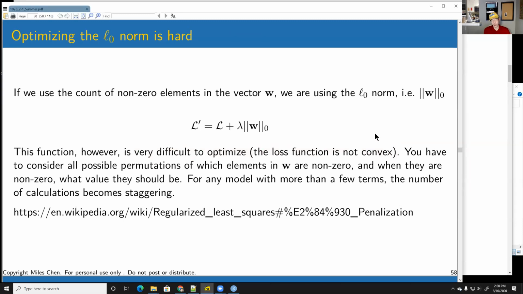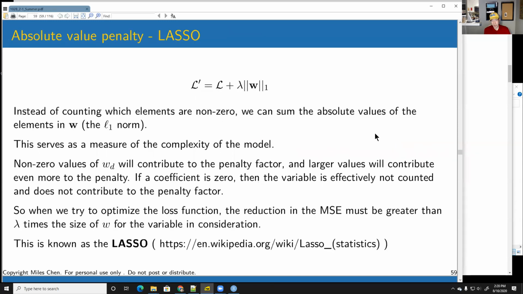So we don't even bother trying to do that, okay? So what we're gonna do instead is, rather than the L0 norm, we'll use the L1 norm, okay? So instead of counting which elements are non-zero, we're going to sum the absolute values of the elements in W. We're just going to take each W term, take the absolute values and add them up, okay? That is way different from how many terms are non-zero, but it could work, okay?